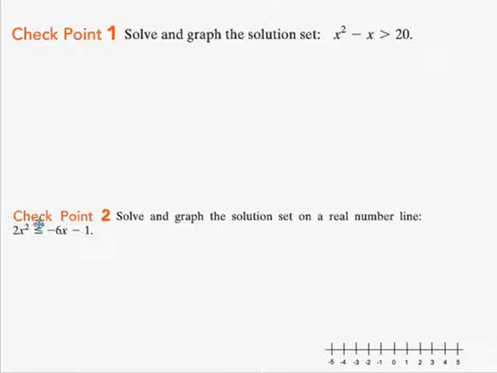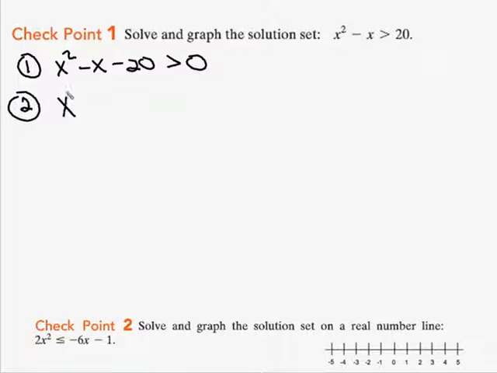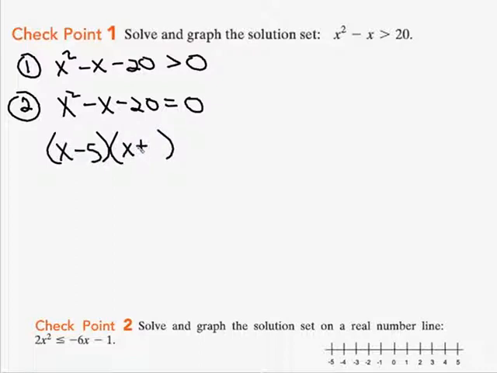Okay. First one, solve and graph. Step 1. Get everything on one side and have a 0 on the other. So now it'll be x squared minus x minus 20 is greater than 0. And then for step 2, we want to find our boundary points by making it equal to 0 and factoring. And the factors of negative 20 that add up to negative 1 are x minus 5 and x plus 4.